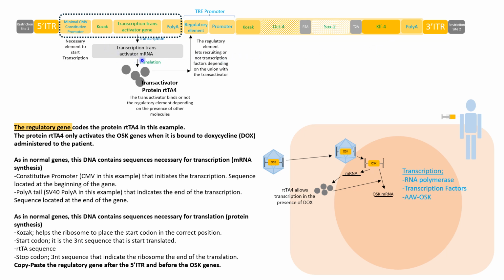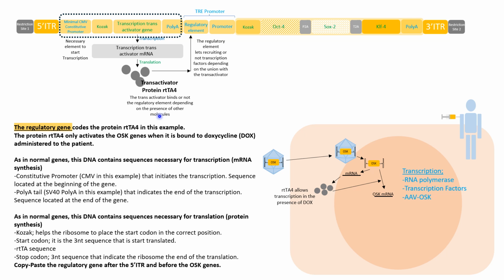In this slide we're going to see the first cassette of genes. This cassette of genes produces a protein that is called rtTA4. These genes are the regulatory genes. They control the production or expression of the second cassette of genes, the OS genes, the treatments. So these first genes produce a protein called a transactivator protein, in this case rtTA4.